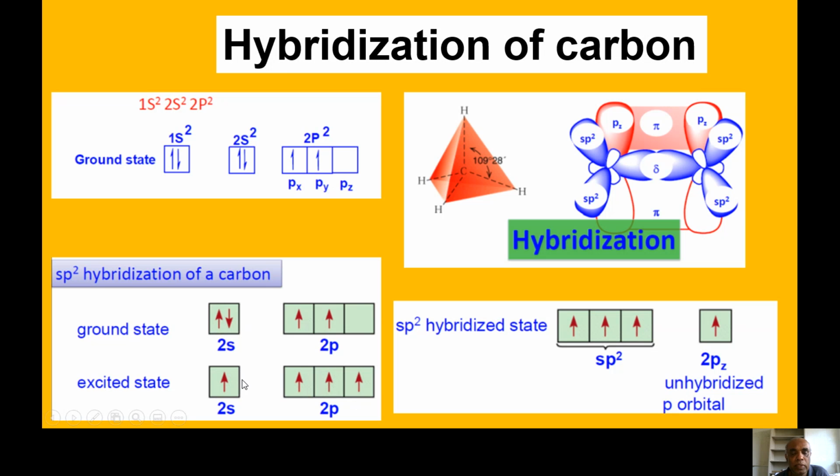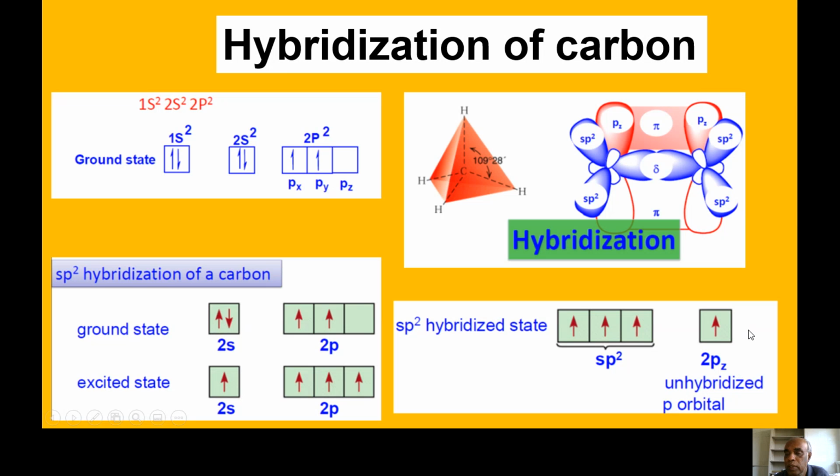That means you have 1 s electron and 1 2p electron, that we call the sp2 hybridized state. So then, 2 from p and 1 from s, when they hybridize, you are left with 1 of the p electron. So we call the pz orbital, that is unhybridized, right? Because the other 2 from this p orbital are hybridized with s, making it sp2. So you have 1 unhybridized p orbital.